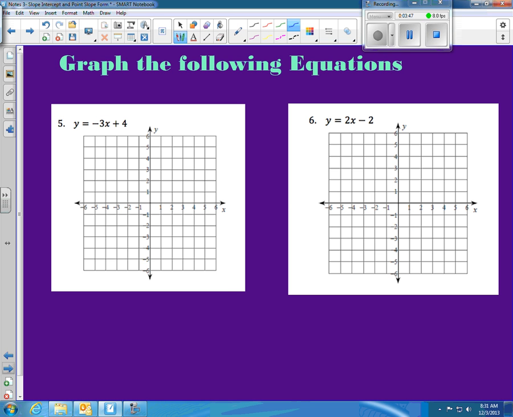All right, so now let's actually graph the equations. Graphing the equations, we start with the y-intercept and then graph your slope. So start with y-intercept, then graph slope. All right, so our y-intercept in number 5 is a positive 4. So I'm going to go up 4 on the y-axis because it's the y-intercept and make my point.